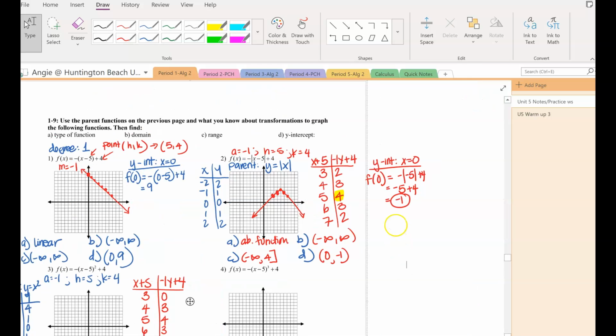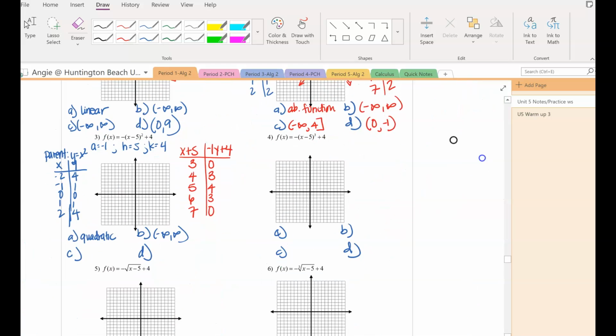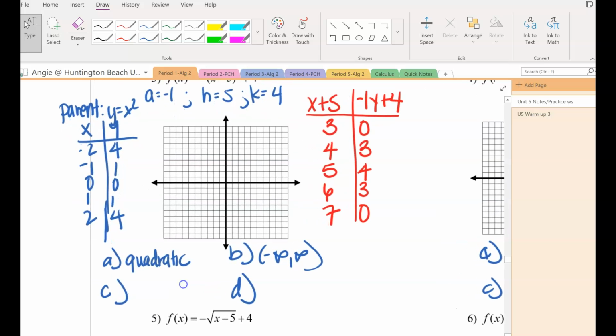So we will have 2 x-intercepts, okay? Because we have 2 locations where y is 0. But it's not asking for us to state the x-intercepts here. So let's plot it out. 3, 0; 4, 3; 5, 4. Remember, the h, k in a quadratic function is the vertex. It is opening downward because a is negative. And we do have an h, k at 5, 4.